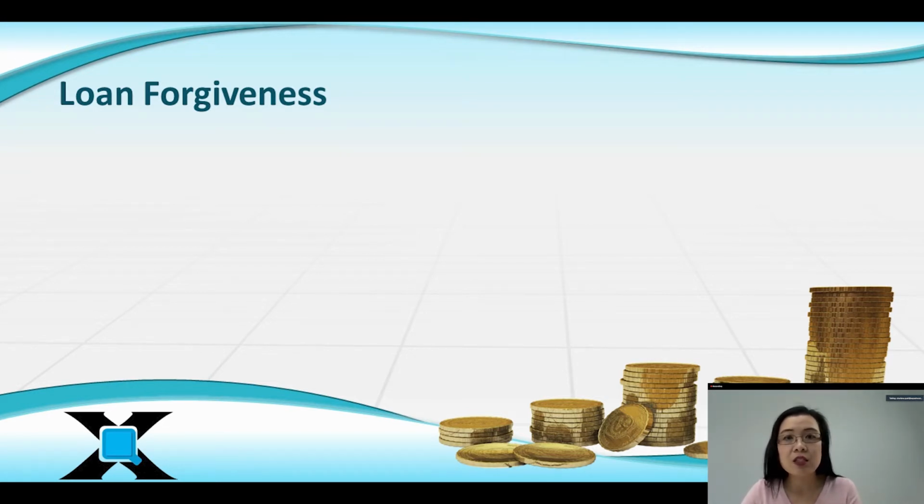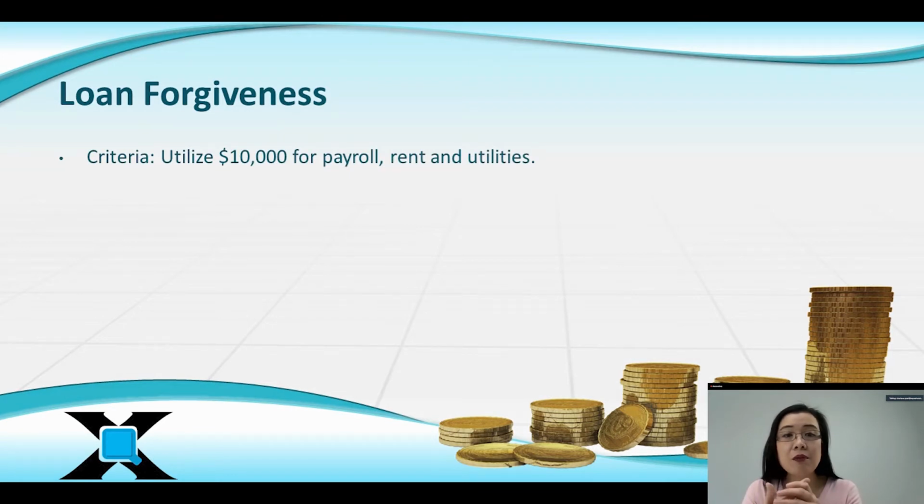So the loan forgiveness provisions are actually very generous, as long as you meet a few of the criteria. The first criteria is you have to utilize the $10,000 for payroll, and then for rent, and then for utilities. So utilities such as electricity, gas, water, transportation, telephone, internet access. So basically what they're saying is that any necessary expenses or operating expenses that you need to utilize to keep the business going, which is the three criteria. I repeat, it's payroll, it's rent, and utilities.